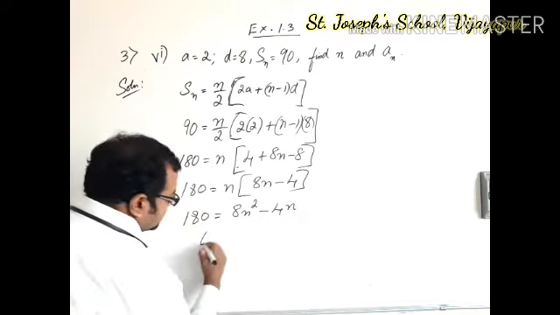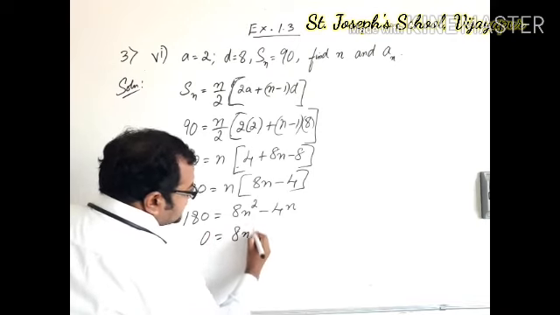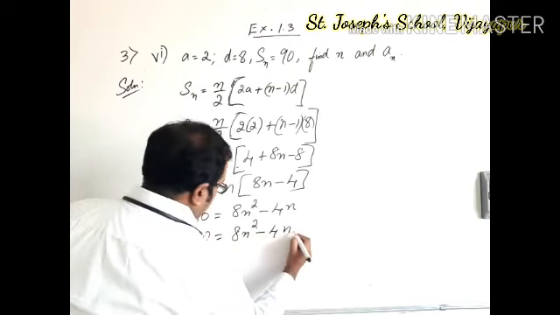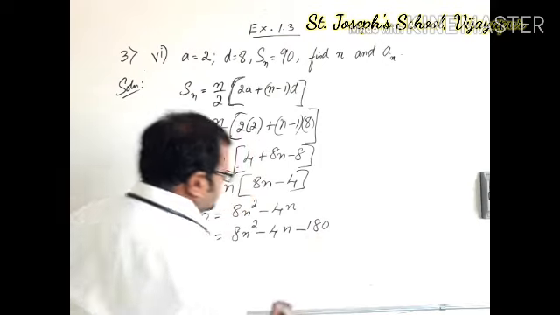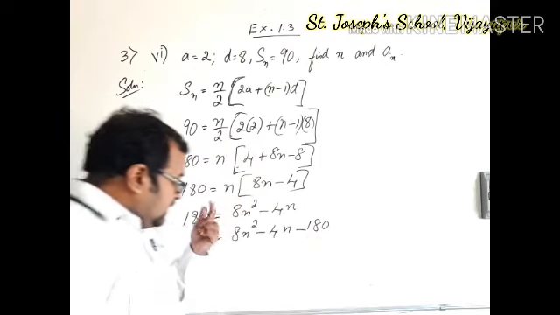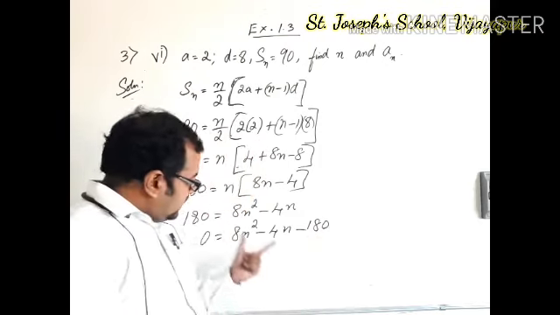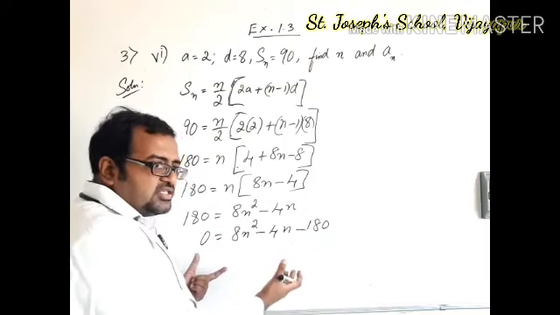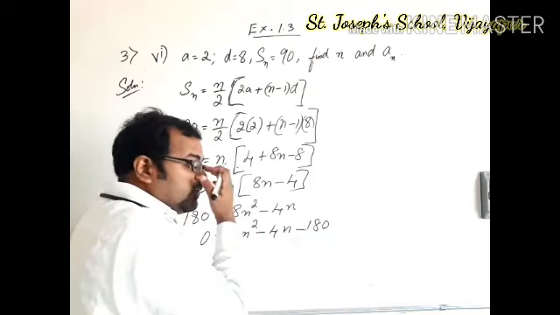Further multiplication, 180 is equal to 8n square minus 4n. 180 goes to the other side, becomes 0 is equal to 8n square minus 4n minus 180, which is a quadratic equation. To solve a quadratic equation, you can directly solve it by factorization, or if you know the formula, you can use the formula.